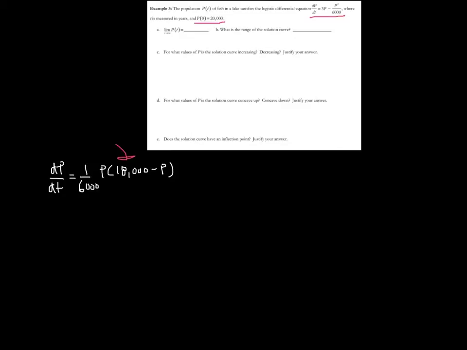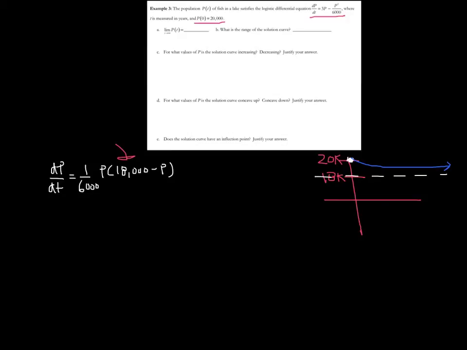So we already know, if we wanted to sketch this, let's just say that's 18K, and this is 20K, and this is our horizontal asymptote, and this is our starting value or our initial value. Well, we already know that this is going to decrease, and it's going to approach the 18,000. But we're going to get to that later.